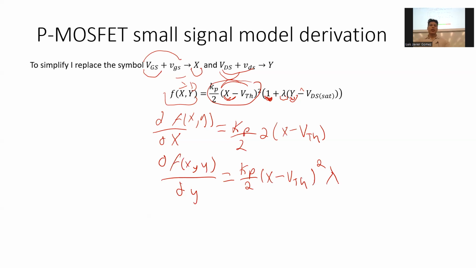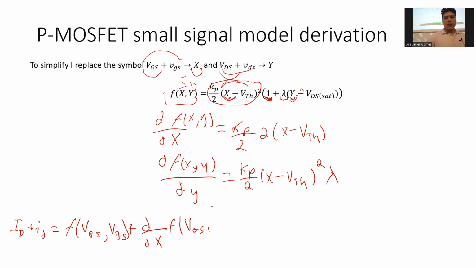And so now all we got to do is do our Taylor expansion, which basically says that ID plus little id will be equal to the function evaluated at VGS, VDS, plus the derivative of the function evaluated at VGS, VDS. Okay, yeah. So we've got to do the Taylor expansion.